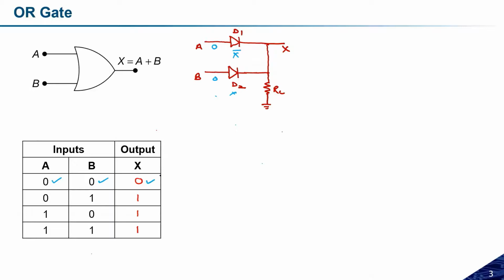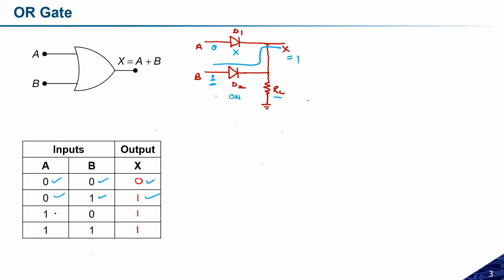Now let us talk about the second case. If A is equal to 0 and B is equal to 1, because A is equal to 0, D1 is in the off state, but because B is equal to 1, diode D2 will be in the on state. Because it is in the on state and the resistance between B and X is less than RL, this logic 1 will be transferred to X. So X will be 1 if B is equal to 1, and here we will get the output X equal to 1.